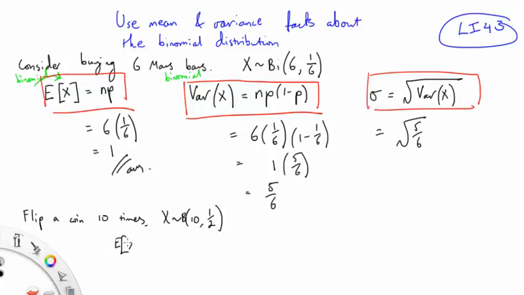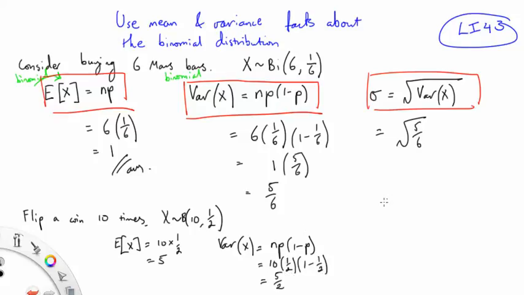The expectation is 10 times a half, which is 5. That's what you would expect. If you flip a coin 10 times, you expect 5 heads. The variance is n times p times 1 minus p, equals 10 times a half times 1 minus a half, which is 10 on 4, which is 5 on 2. And the standard deviation is the square root of 5 on 2.